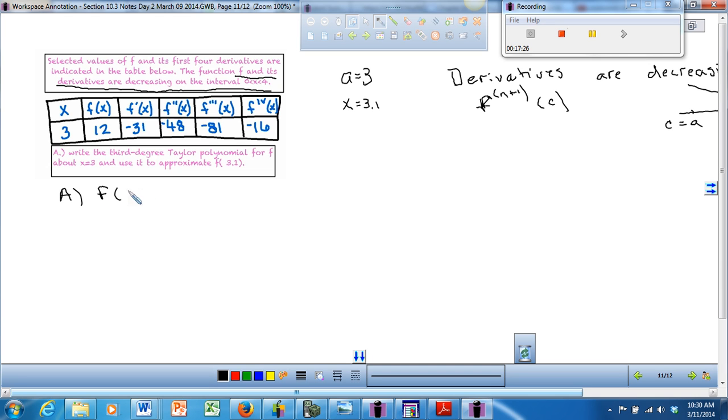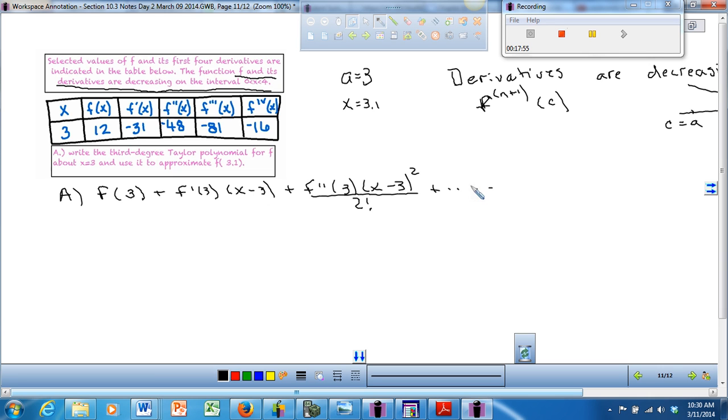When I write out my series, it'll be f of 3 in this case, correct? Plus f prime of 3 times x minus 3, plus f double prime of 3 times x minus 3 squared over 2 factorial, and then it would continue on like that. Yes? This is our shifted Taylor polynomial. Okay, well, question?